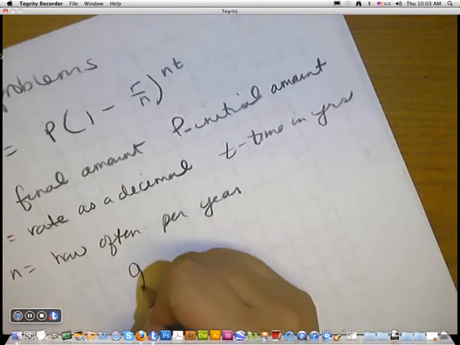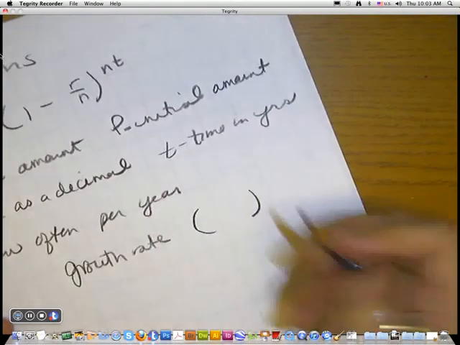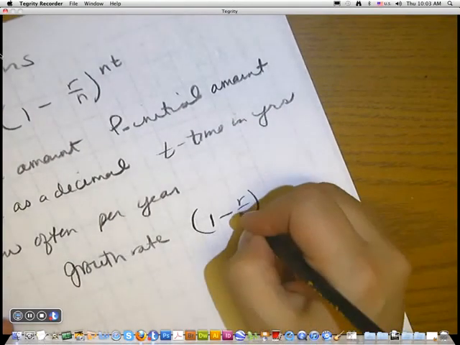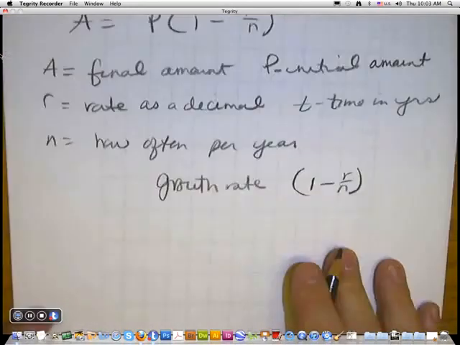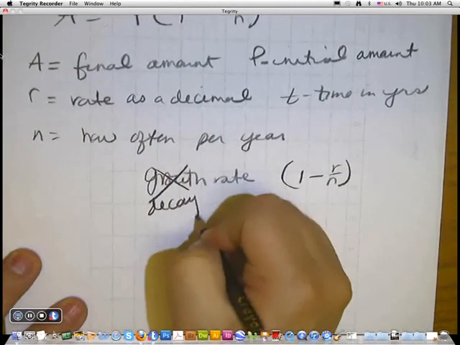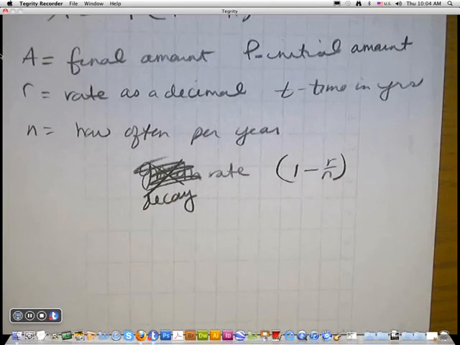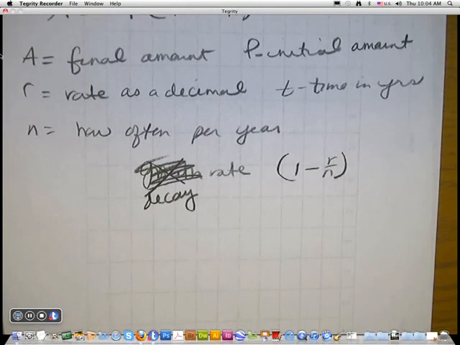We actually call the growth rate that parenthesis part, 1 minus r over n. That's actually called the growth, or I'm sorry, decay, because we're working on decay today. That is actually the decay rate. So if you're ever asked what is the decay rate, it is 1 minus the r over n, or it just might be r because maybe the n is inconsequential. But there is exponential decay. It's very similar to growth. We'll go from there.